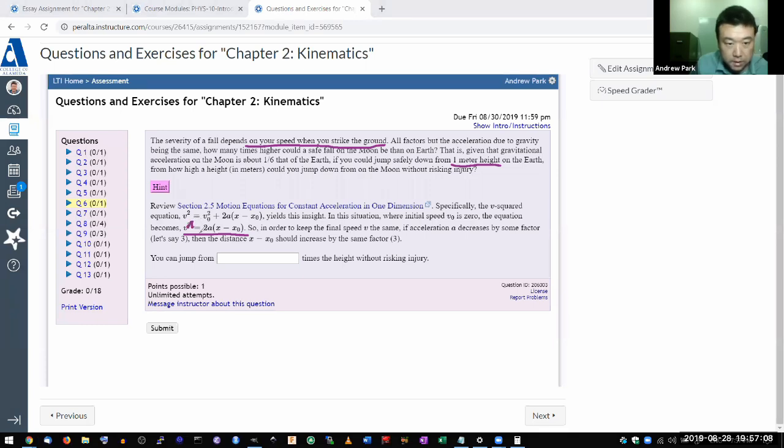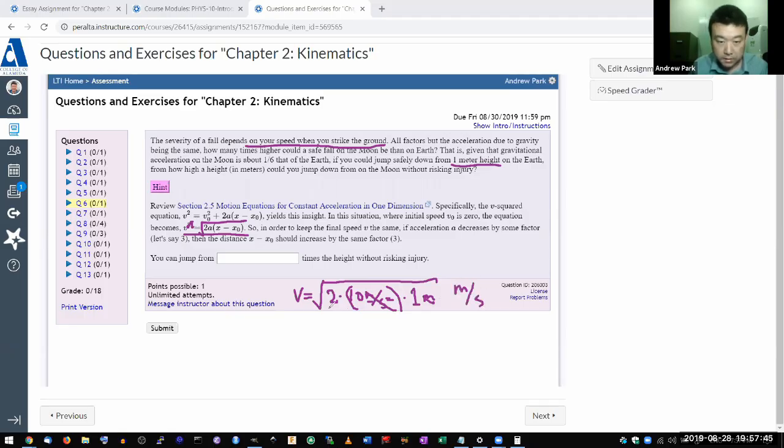root. Taking the square root, the velocity is the square root of 2 times the acceleration on Earth, that's about 10 meters per second squared, times the distance, x minus x naught, that's 1 meter, square root it. And when you work out the units, you get meter squared per second squared, square root it, so you end up with a meter per second, which is the unit you want for velocity.